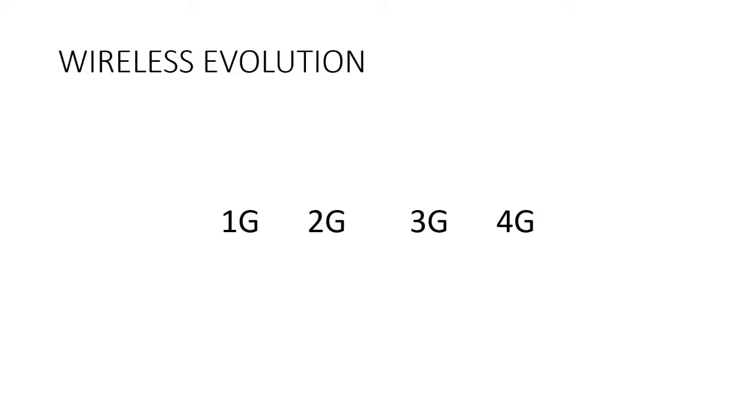And why is 4G required after 3G? There was no application development needed; the requirement was only internet speed. If the requirement is only internet speed, then internet speed should be made higher. So 4G came. 4G is based on OFDM, orthogonal frequency division multiplexing.